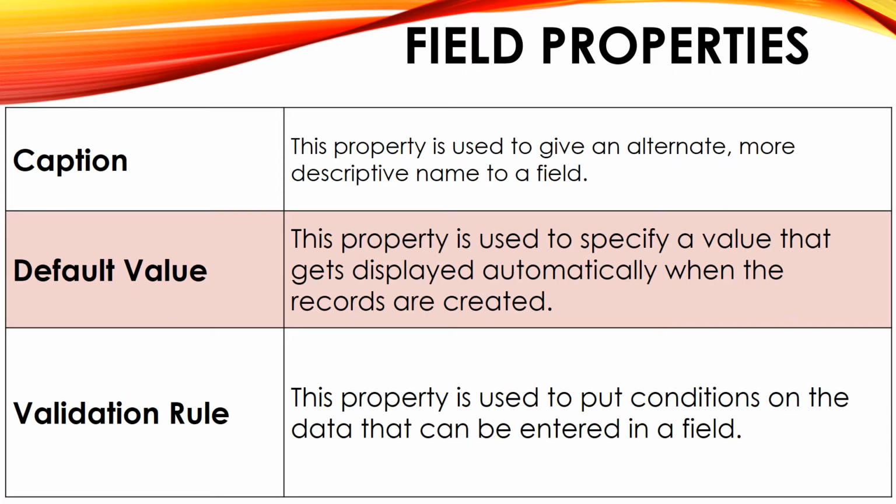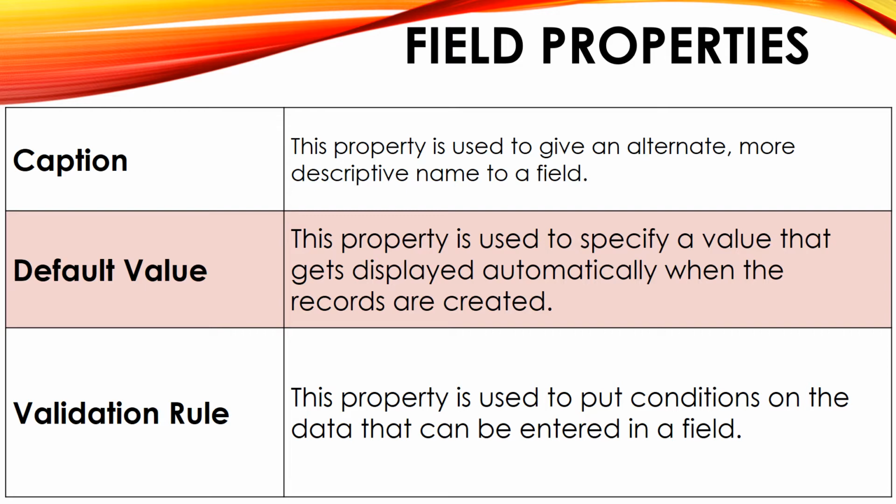Let's see other field properties. Caption. This property is used to give an alternate, more descriptive name to a field. Default value. This property is used to specify a value that gets displayed automatically when the records are created.